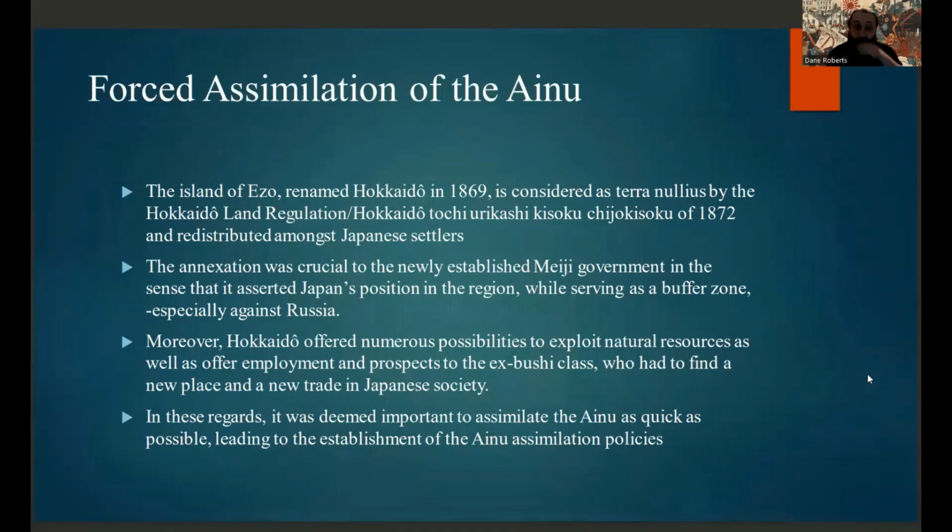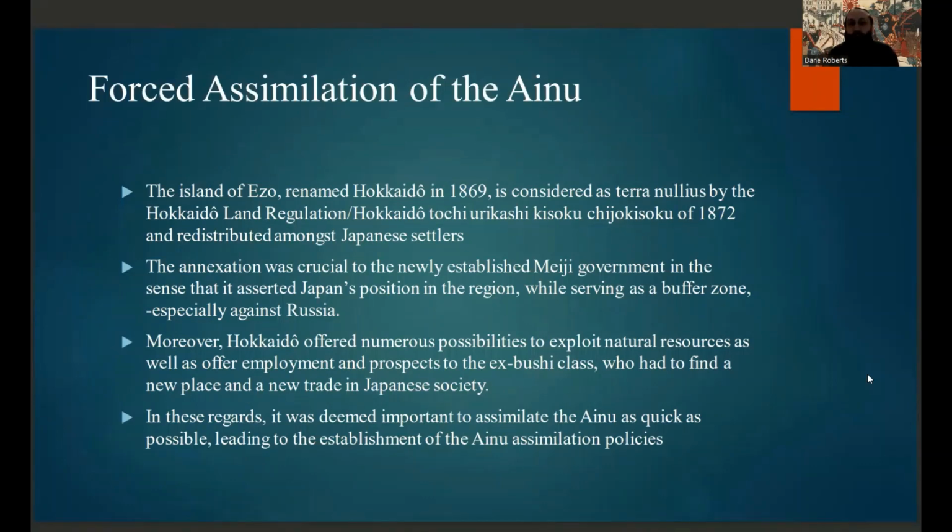But eventually, the Japanese Empire would begin the forced assimilation of the Ainu. So they renamed the island of Ezo Hokkaido, and they would consider it terra nullius by the Hokkaido Land Regulation in 1872, and in 1872 redistributed the land amongst the Japanese settlers.